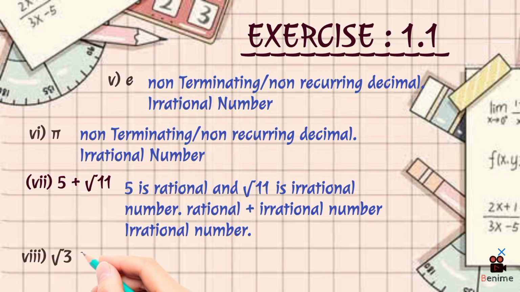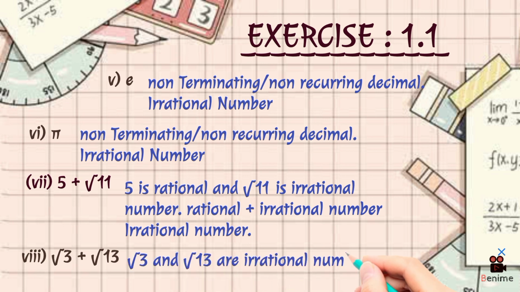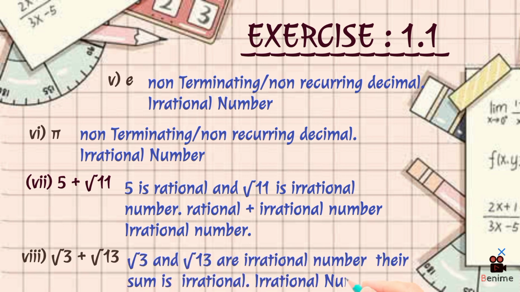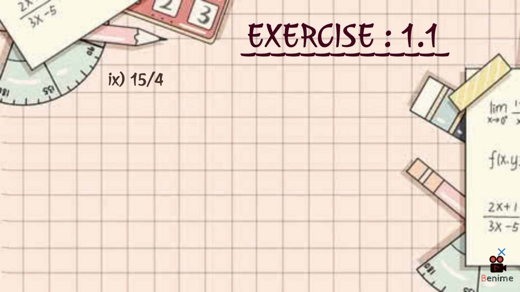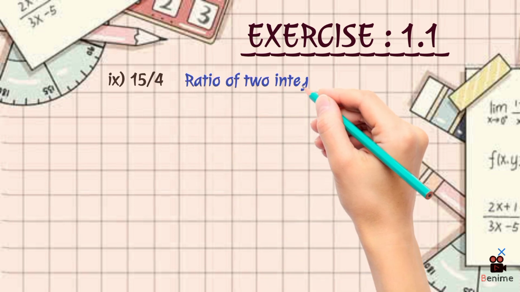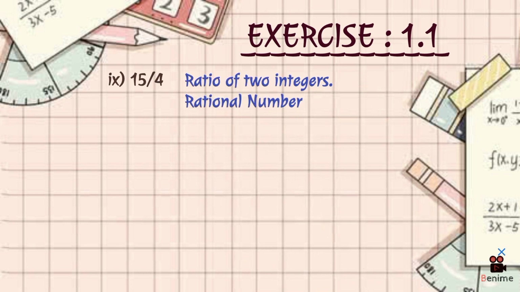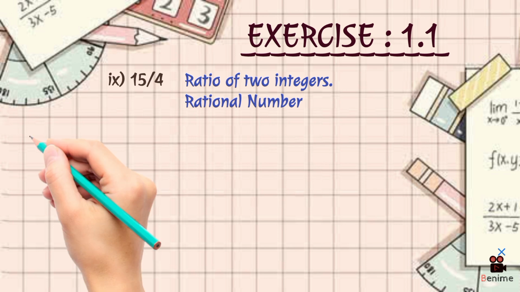Eighth, square root of 3 plus square root of 13. Again here is sum of two numbers. Both square root 3 and square root 13 are irrational. Their sum is irrational. So, it's irrational number. Ninth part is 15 by 4. It is ratio of two integers, and gives rational value, so it is rational number.